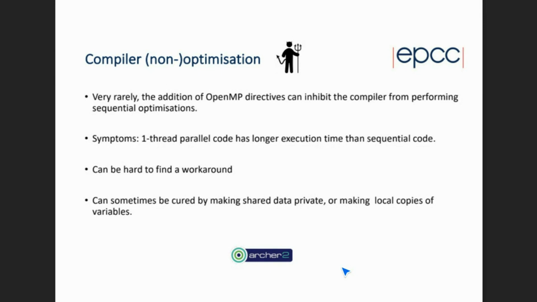What happens is, in rare cases, adding OpenMP directives can inhibit the compiler from performing its normal sequential optimizations. The symptom you will see is that if you run your parallel OpenMP code on one thread, it might have a longer execution time than the sequential code compiled without OpenMP. Thankfully rare, but if it does happen, it's a pain because it can be really difficult to find a workaround and figure out what's going on.